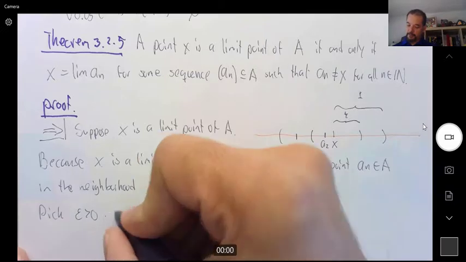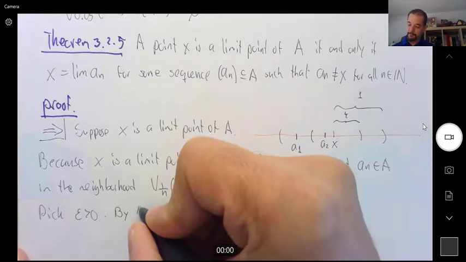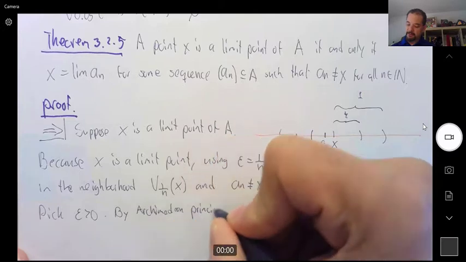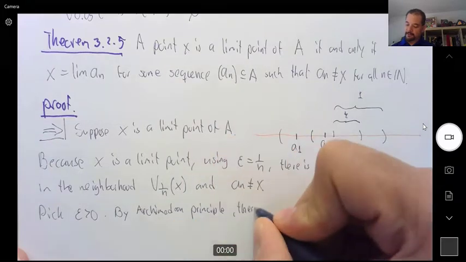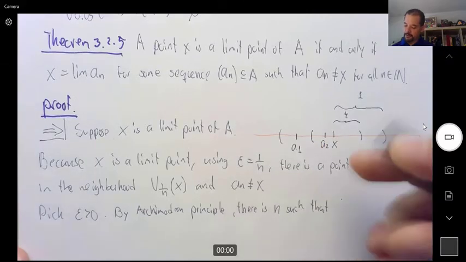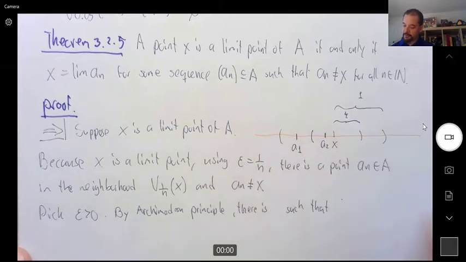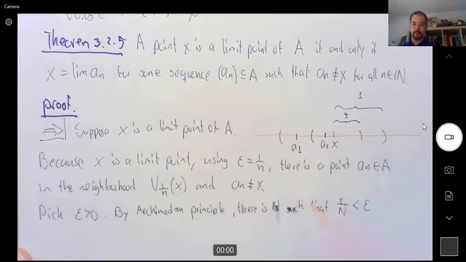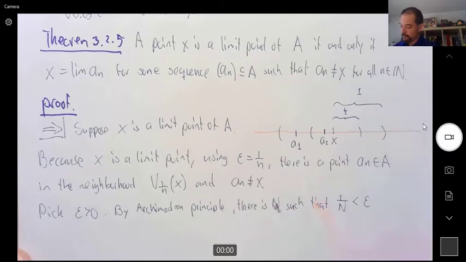Okay. So by the Archimedean principle, I know that there is an n, let me call it capital N, such that 1 over capital N is smaller than epsilon, right? That's the second part of the Archimedean principle, that we can create a 1 over n as small as we want. Great. So that's my n that's going to work.